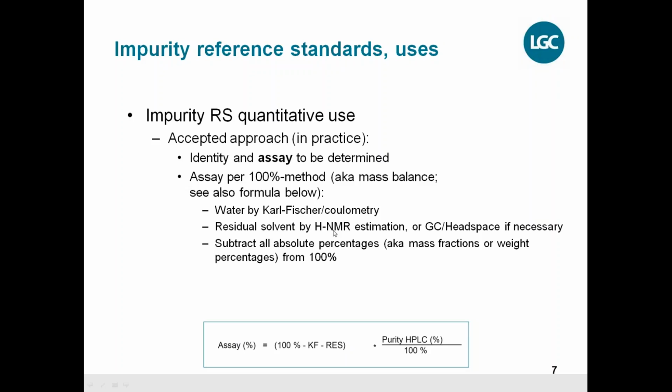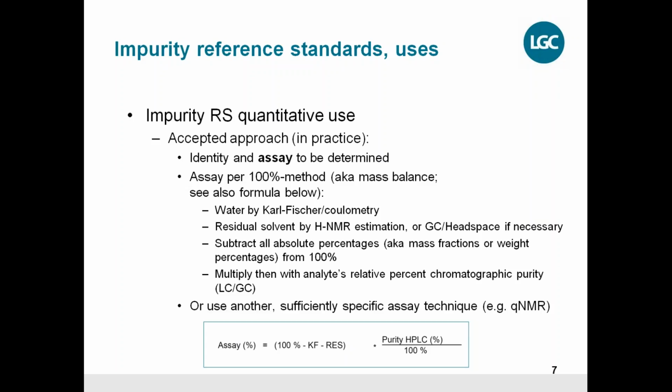You subtract all absolute percentages, so everything that you have as mass fractions or as weight percentages, you subtract from 100%, as was shown already in the formula here, and then you multiply that value with the analyte's relative percentage for the chromatographic purity. Liquid chromatography or gas chromatography is normally used for that. You can also use another technique, but it should be sufficiently specific.